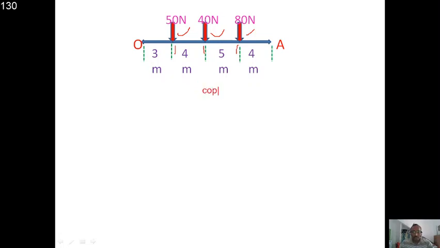Therefore, it is a coplanar like parallel force system. This one is a like parallel force. This one is a like parallel force. Okay.